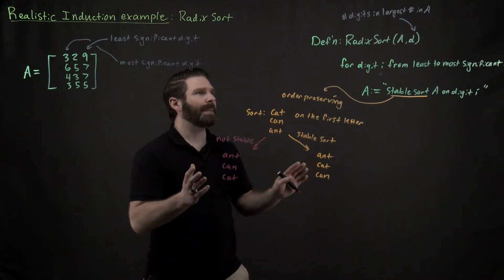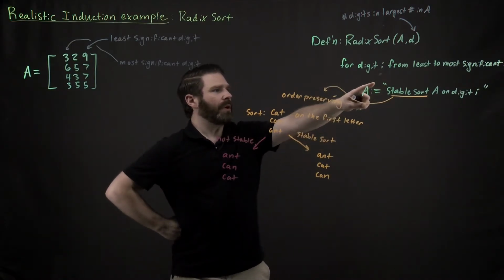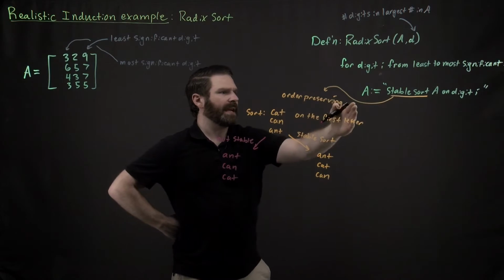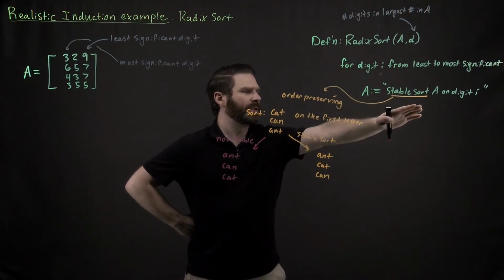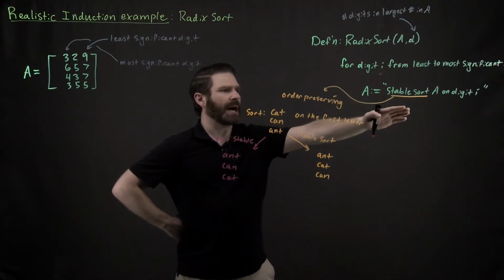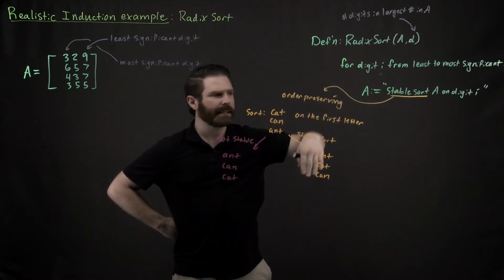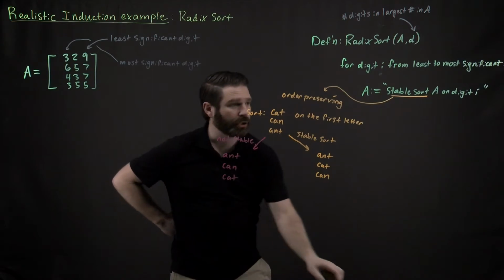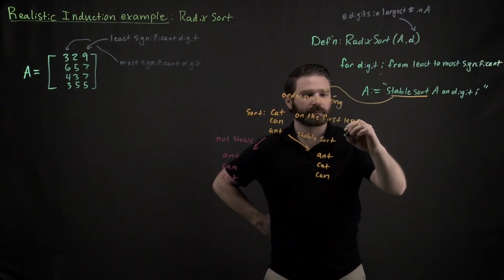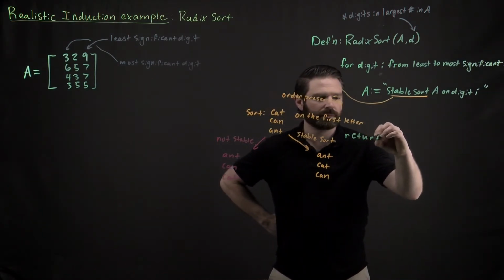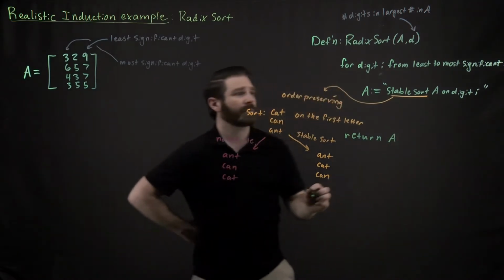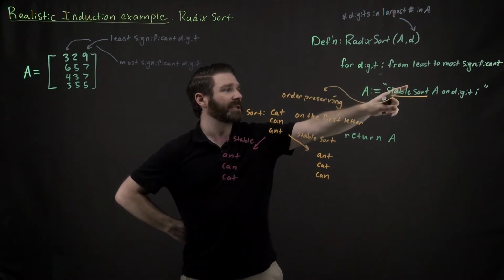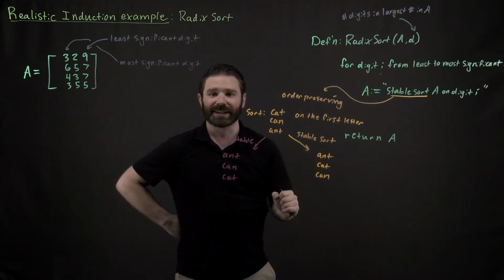Okay, so back to radix sort. We go over the digits from the least to most significant. Then we stable sort our array on digit I, and then replace that back into A. And then that's it. You're done. You simply return A. And that's the entire algorithm. Stable sort from least to most significant digit, and then return it.